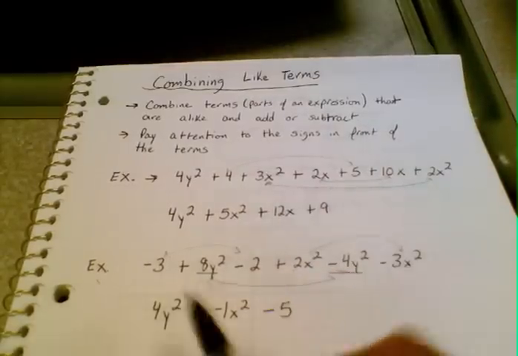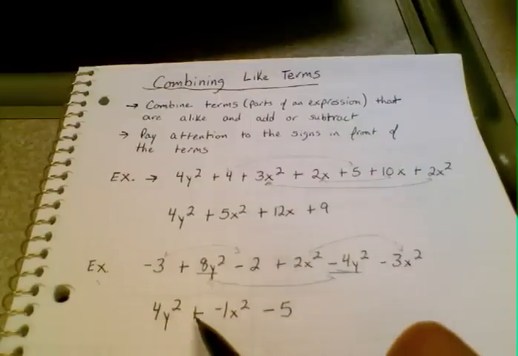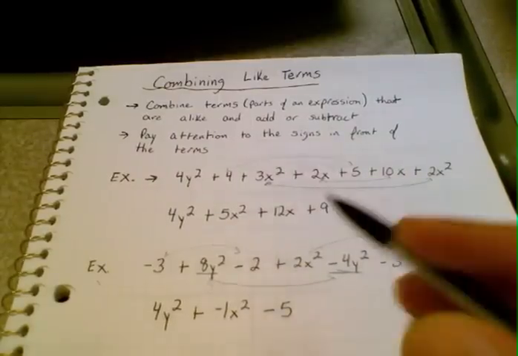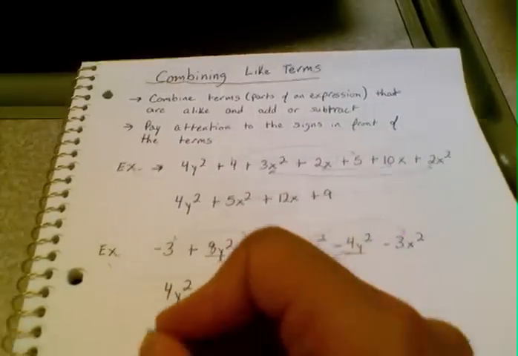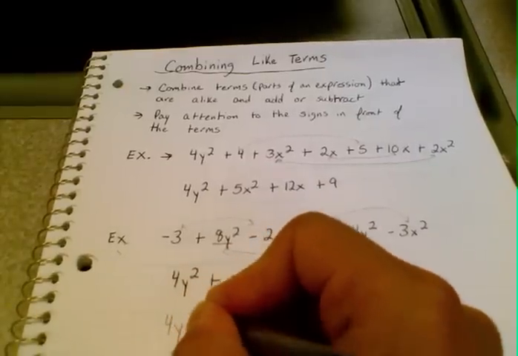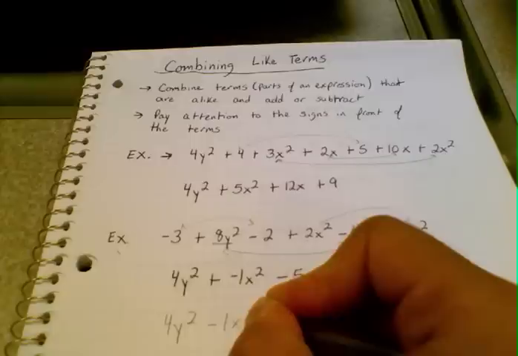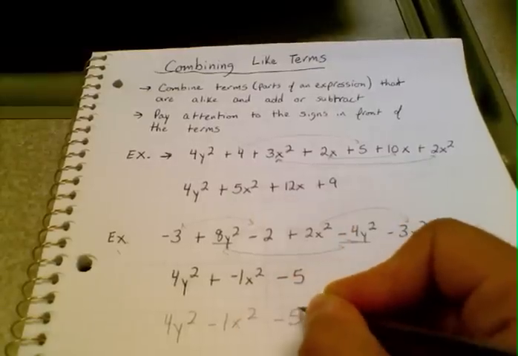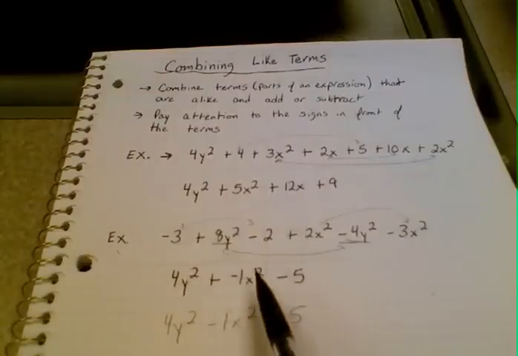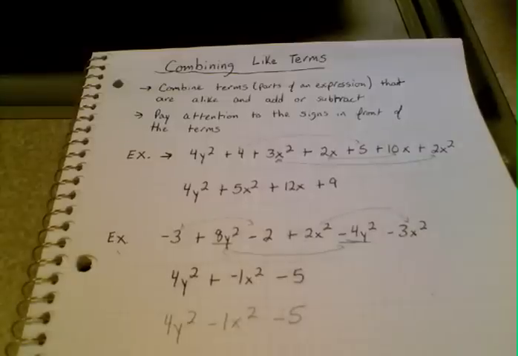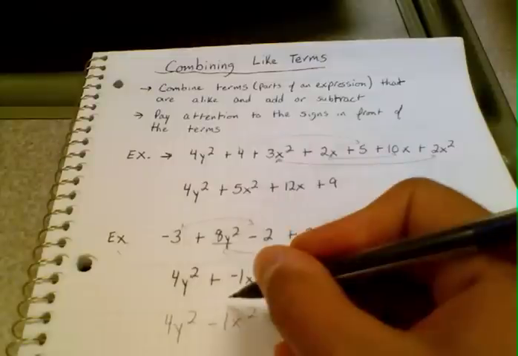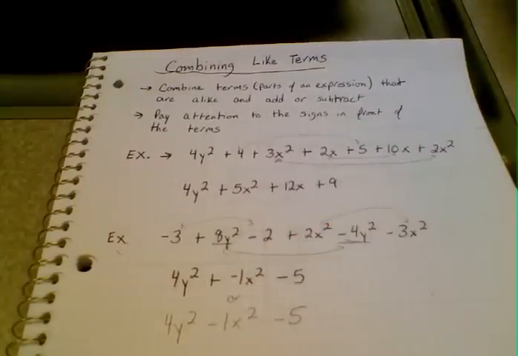So my final answer then is 4y squared plus -1x squared minus 5. You might also say, can I write it like this? 4y squared minus 1x squared minus 5. Yes, you can. Plus a negative or minus here, they mean the same thing. So 4y squared plus -1x squared minus 5, or 4y squared minus 1x squared minus 5, both mean the same thing there. That is your lesson today on combining like terms.